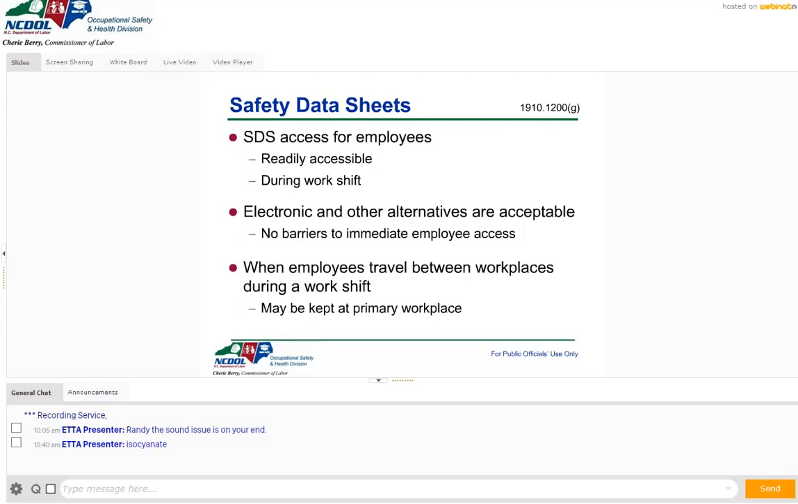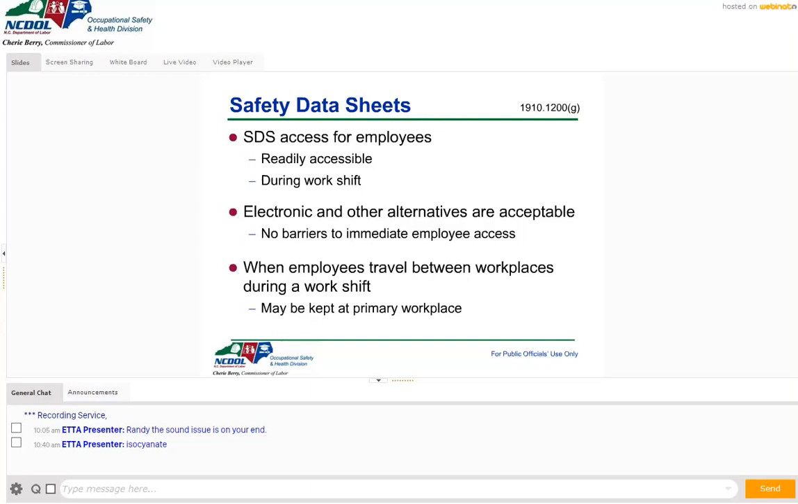Phil says should be on hand in the first aid area. Okay, what are you talking about, Phil? What should be on hand? Your safety data sheets. Okay, I see you're typing. Okay, so if you have a safety data sheet information center in your first aid room or first aid area, that's great. But the standard says readily accessible. It doesn't have to be in the same room, but you have to be able to get them quickly.